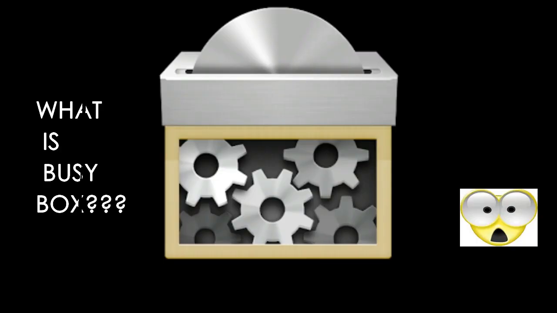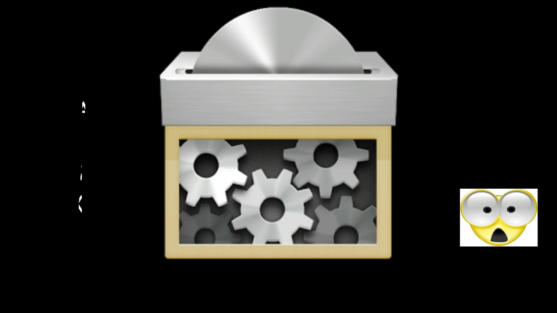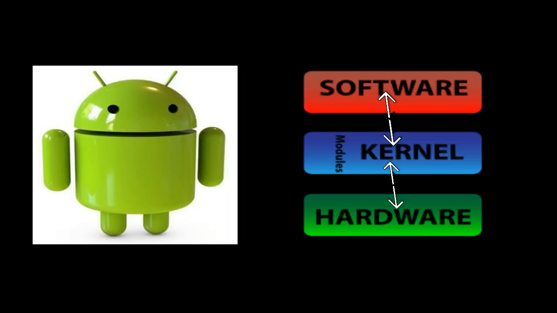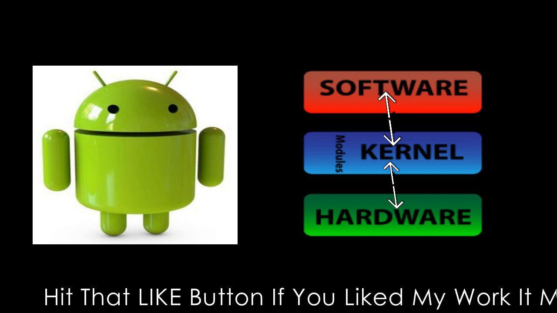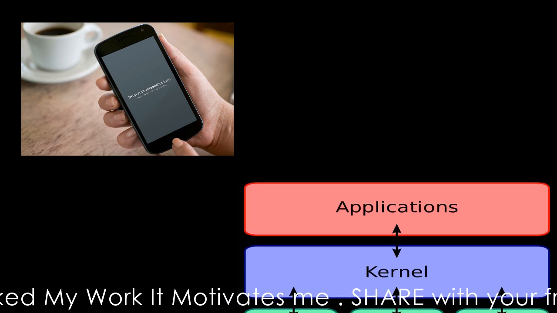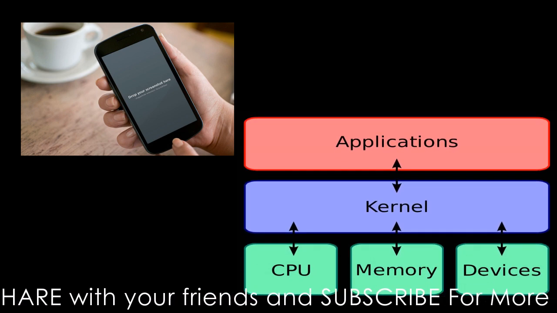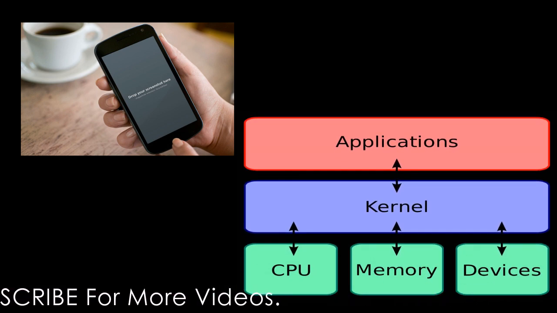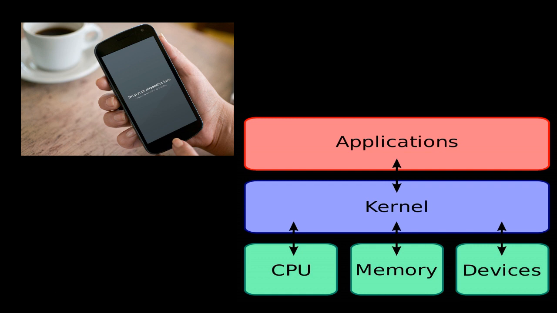So the first thing is, what is BusyBox? So as you all know, Android kernel is based on Linux kernel. And what is Android kernel? Android kernel is the component which is responsible for helping your application to communicate with the hardware. It manages the system resources, communicates with external devices when needed, and so on.